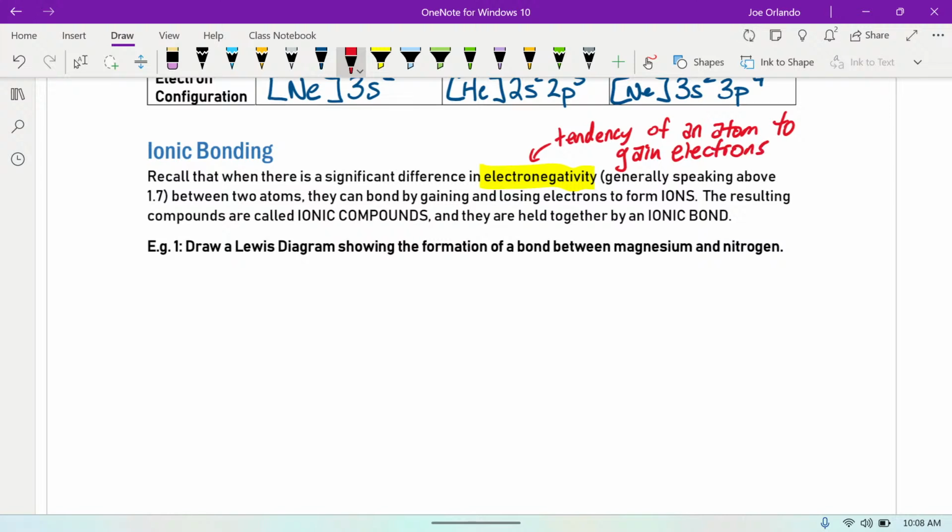So if there's a big difference in electronegativity, like there always is in ionic bonding, what is kind of the dividing line between things that like to give away electrons and things that like to take them? Yes, the amount of electrons in the valence shell. Yep, that's totally true, absolutely. And in general, what do we say?